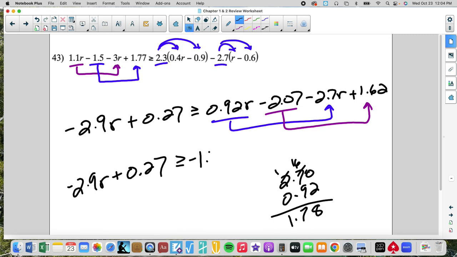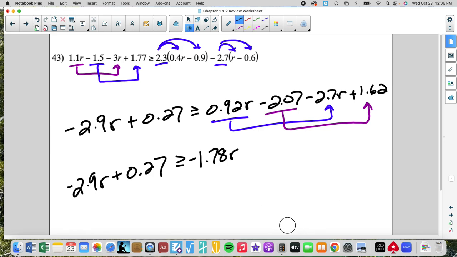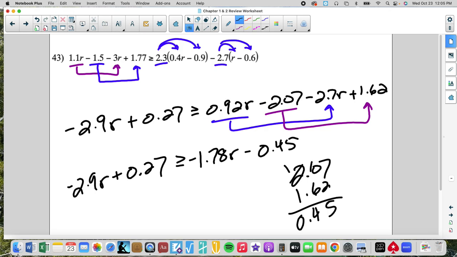Negative 1.78r. It feels a little weird. That's not right. What did I do? No, that's right. Yes, that's good. And now I have negative, okay, so I have 2.07, 1.62. That's 5. Got to borrow 4. 0.45. I have more negatives, 0.45.